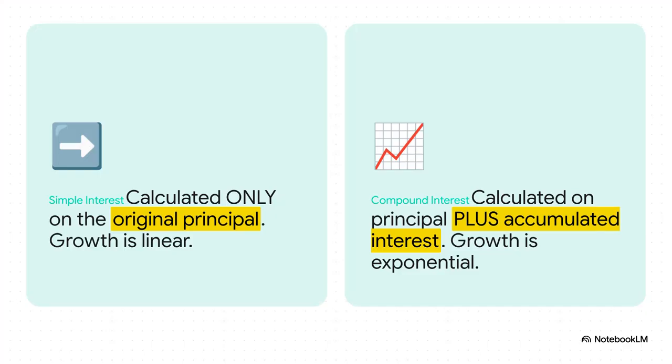So here's the fundamental difference. Think of simple interest as a straight, predictable line. Your earnings are the same every single year. But compound interest? That's like a snowball rolling downhill. The interest you earned last year gets added to the pile, so this year, you're earning interest on a bigger amount. It just keeps picking up speed.